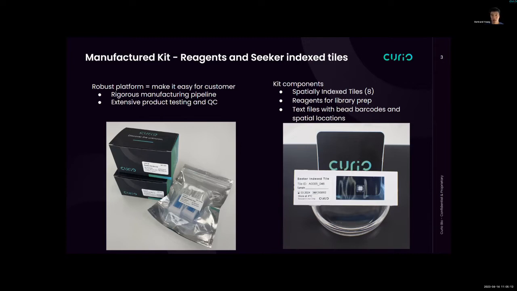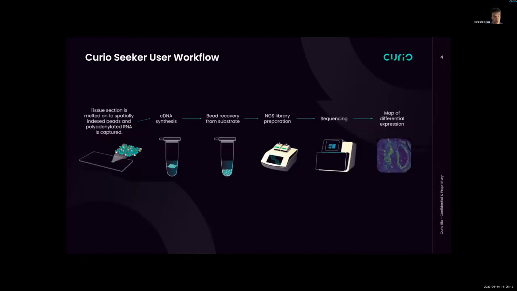Okay, now onto the more interesting stuff. I'm just going to show you some data. First, the workflow: you mount your tissue on the slide. It goes through cDNA synthesis with RT and tissue digestion in an Eppendorf tube, so you don't need to worry about losing anything in your sample. The rest of the protocol is just Eppendorf tubes and PCR tubes and very standard library prep.